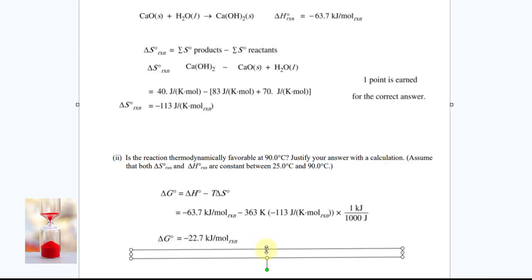Negative 22.7. Let's go back and think about this. What did the question ask? Is the reaction thermodynamically favorable? You have to answer that question. If you just did this and that delta G is equal to negative 22.7, you would lose that point. Gone. Even though you proved it, you have to answer the question directly. Always go back and say, did I answer this question?